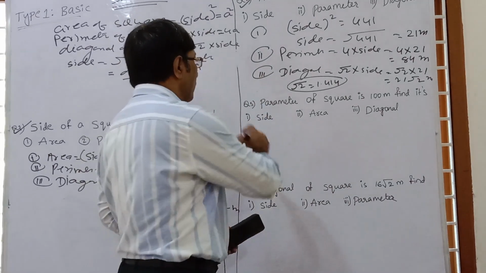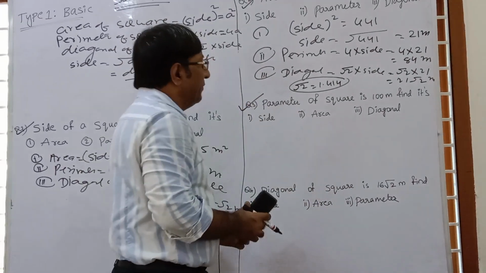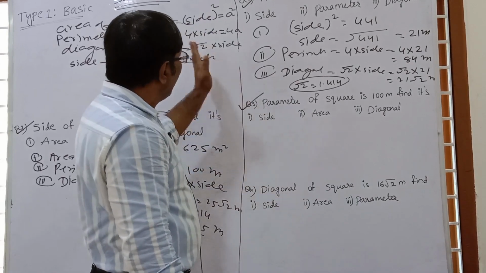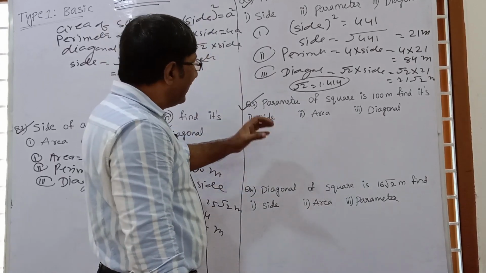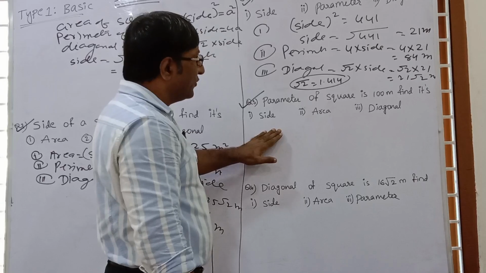Now come to question number 5. All are basic points. If you go through all these questions, you will get a lot of concepts for this type of question on a square.